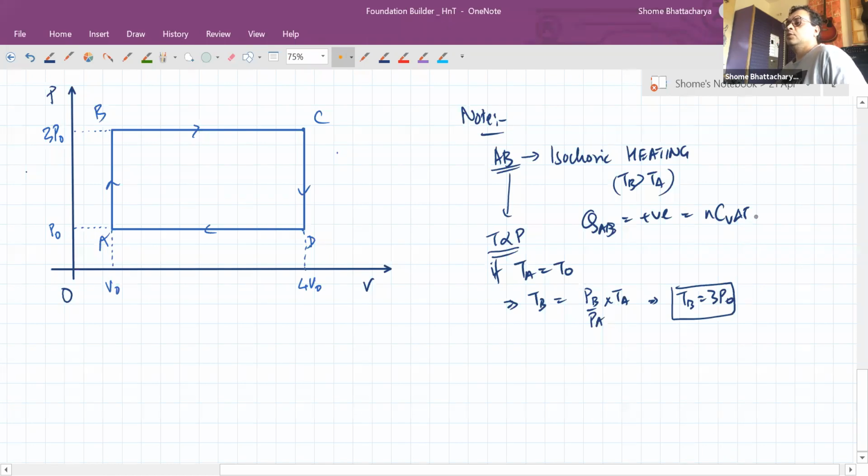So this quantity will be equal to n into CV, which is 3 by 2 R, into 3 T naught minus T naught. That will become 3 times nR T naught over.